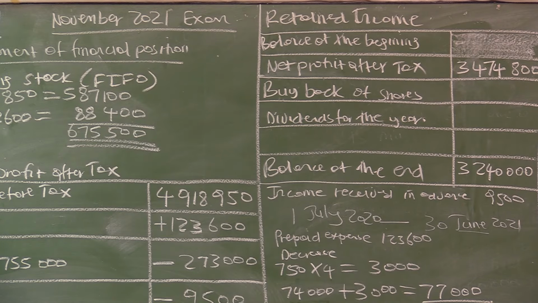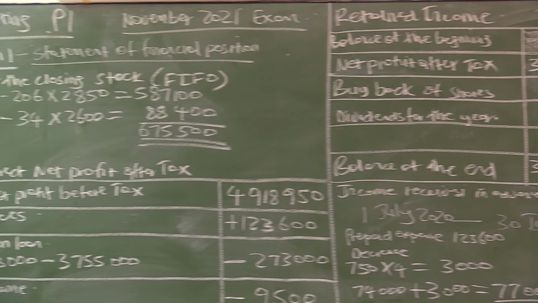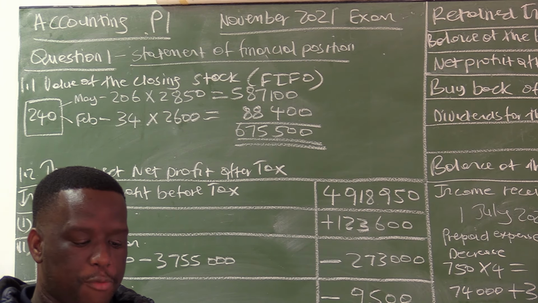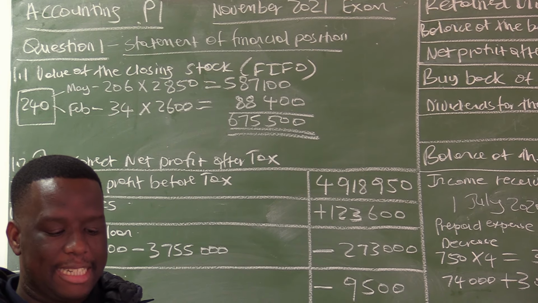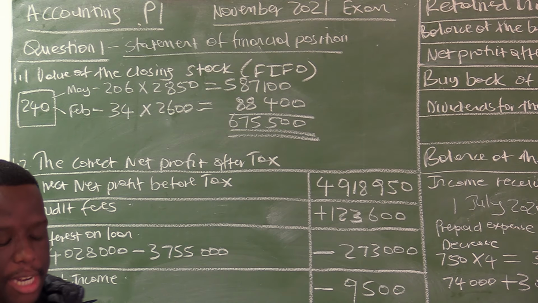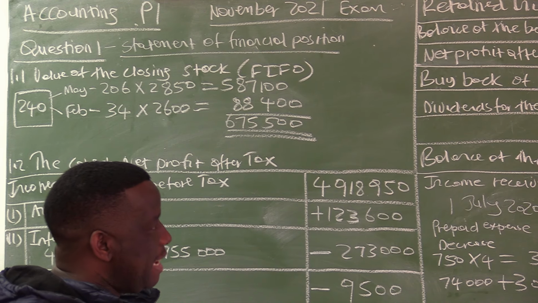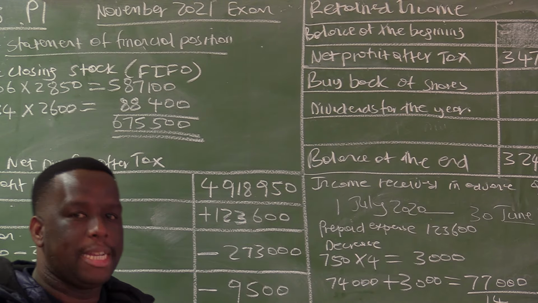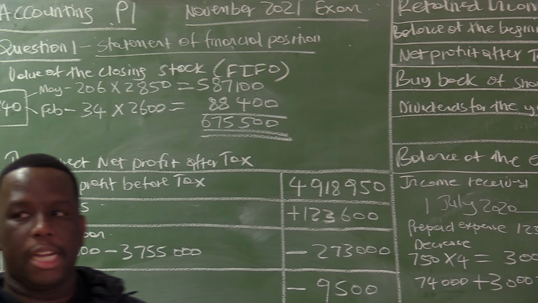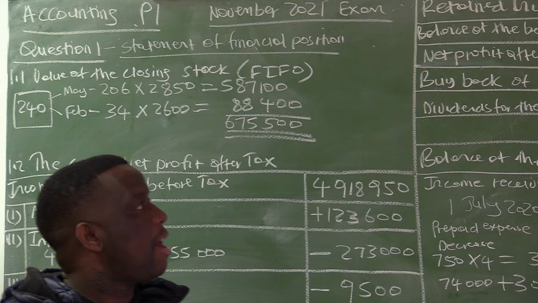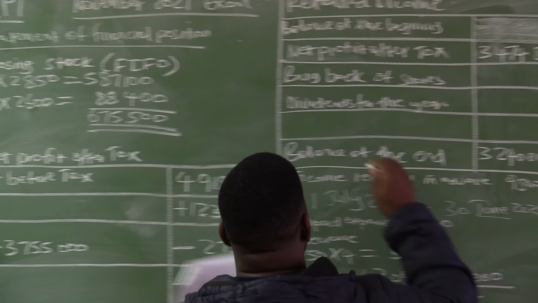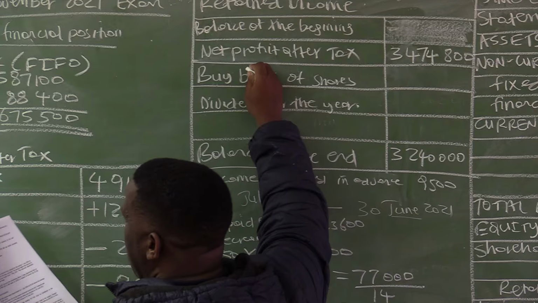There is information D on page 5. 26,000 shares were repurchased on the 1st of July 2020 at 3 rand above the average share price. Remember, the average share price is recorded in the ordinary share capital account and the above average is recorded in the retained income. So we have been given exactly the amount that we need, which is above average.